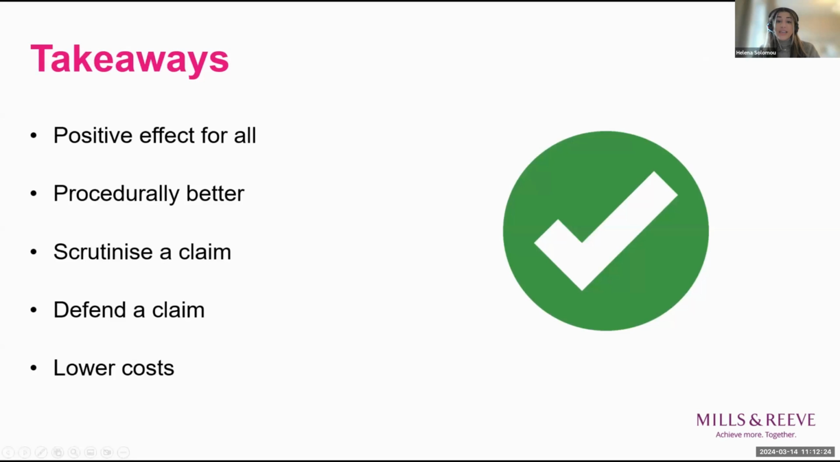So, generally speaking, the Act does have a positive effect for all. It is procedurally better for third parties and insurers. It provides an opportunity to scrutinise the initial claim against the insured rather than simply being presented with a judgment which must be paid. In addition, as an insured and not a party to the proceedings, insurers now have a greater control over the case and they can evoke defences in relation to causation and quantum without having to consider the needs and demands of the insured.